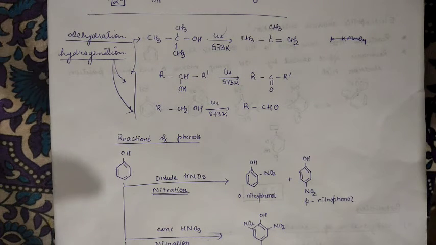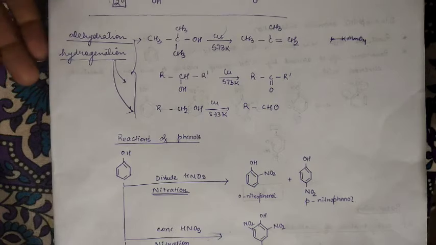When we oxidize an alcohol, we will get aldehyde, and again when we further oxidize the aldehyde, we will get a carboxylic acid. And the formation of aldehyde or ketone depends on the type of alcohol, whether primary or secondary.